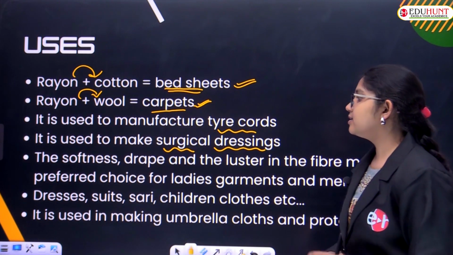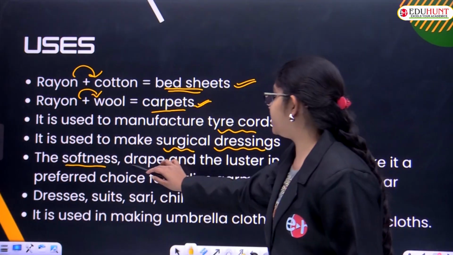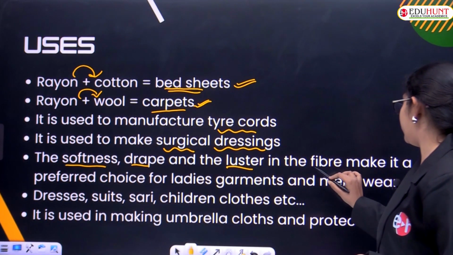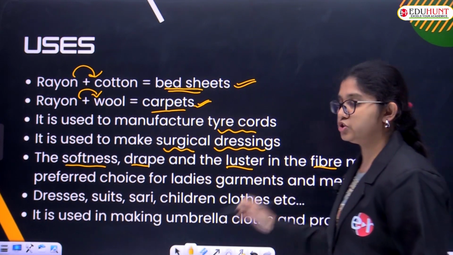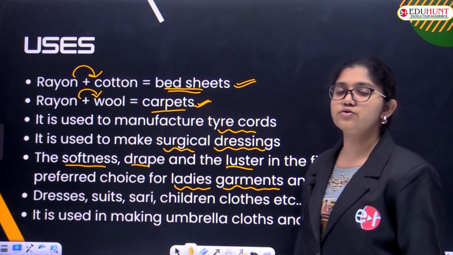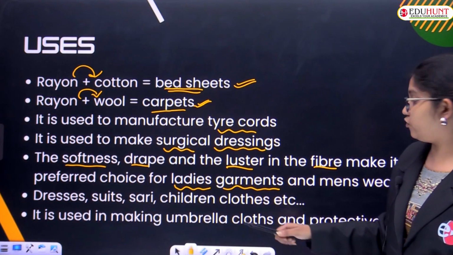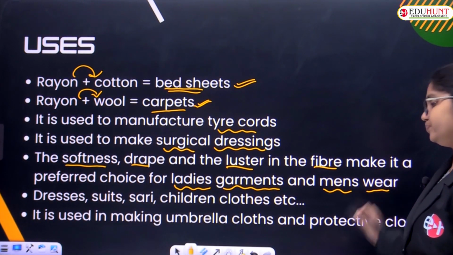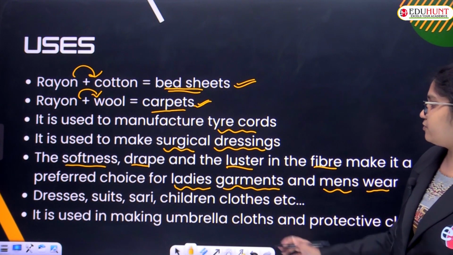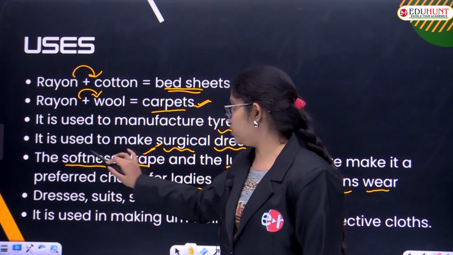Okay. And the softness, yeah, we already discussed the softness regarding drape and the luster in the fiber make it a preferred choice for ladies. Okay. See, ladies will use the kind of soft fabrics, right? So, ladies' garments are made with rayon fiber and also menswear too. Okay, because it's preferred for its draping, luster property, shiny look, and its softness.